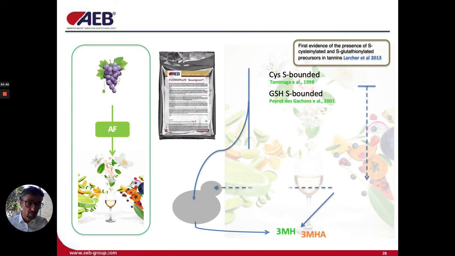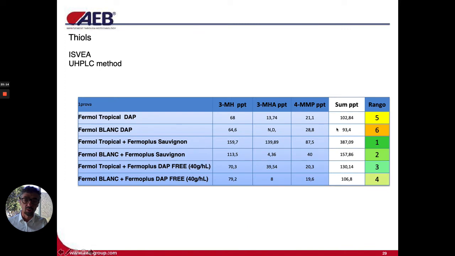So why don't we put some skin tannins, peel tannins, in the fermentation, to enhance the conversion of these precursors into thiols? And that's what you'll find when using Thermoplast Sauvignon. You'll find the amino acids containing sulfur, like the cysteine and the glutathione. And you'll find skin tannins also containing these precursors.